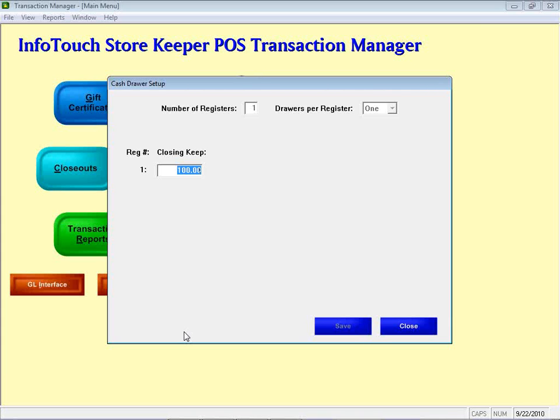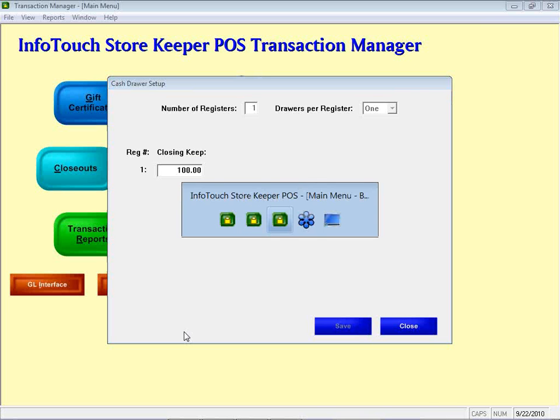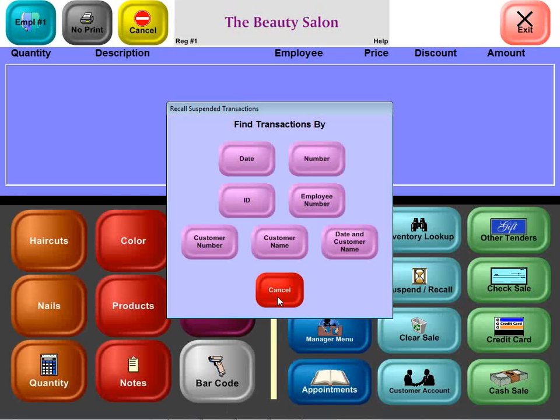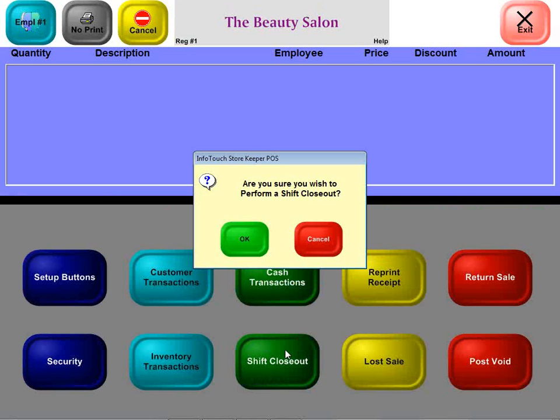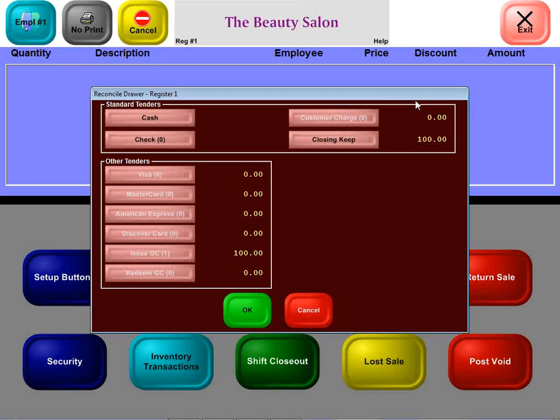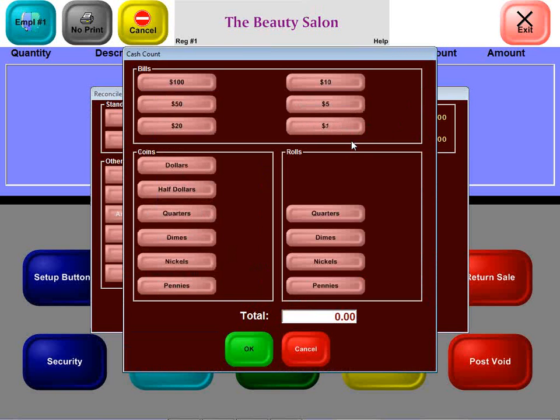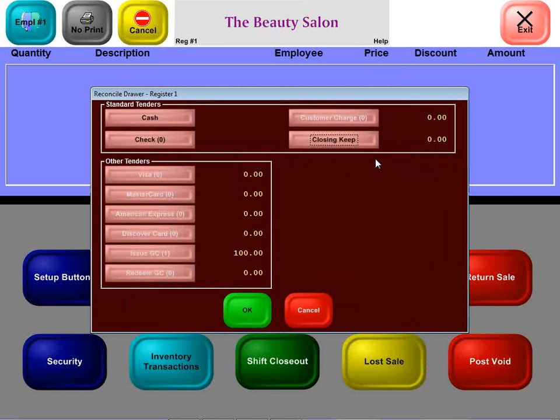It is, by the way, possible to change this amount as part of the shift closeout process. So if I do a shift closeout, you'll notice here's the closing keep. So I could change this. By the way, changing this is subject to security. There is an option to say it requires, say, a manager override in order to do that, but you can theoretically change the closing keep as part of the closeout process.